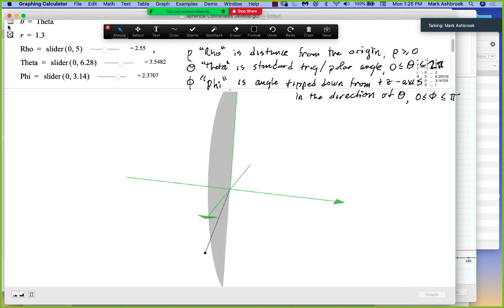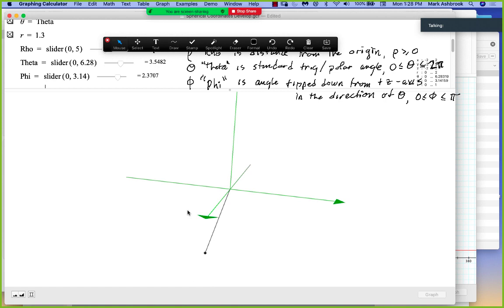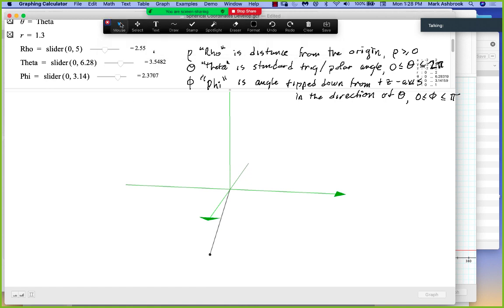Okay, so I'm going to turn off this. And let's tip down a little bit more, maybe. That's good. Okay, right there. So this is out in the first octant, right? So we've got a theta less than pi over 2 and a phi less than pi over 2. So this point is in the first octant.